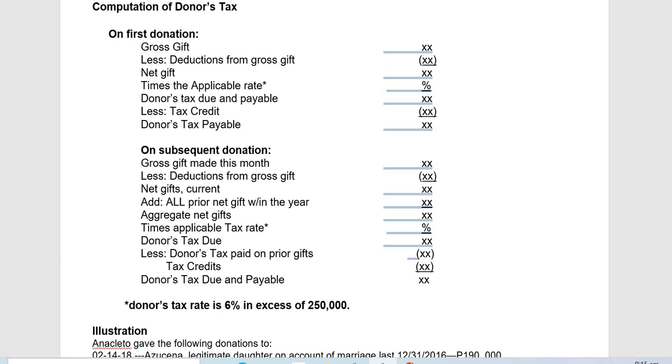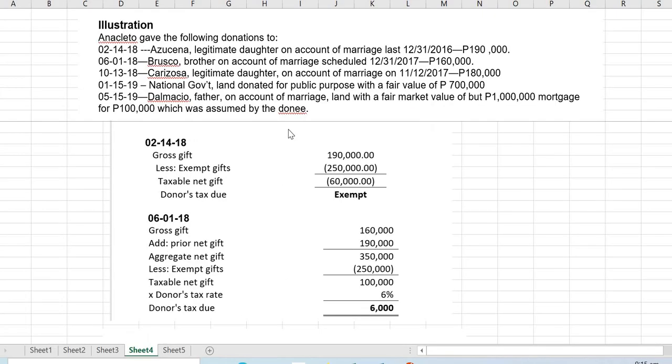Let's have an example for the computation of donor's tax. Anacleto gave the following donations. On February 14, 2018, to Azucena, legitimate daughter, on account of marriage last December 3, 2016, 190,000. On June 1, 2018, to Brusco, brother, on account of marriage scheduled December 31, 2017, 160,000. On October 13, 2018, to Carey Sosa, legitimate daughter, on account of marriage.